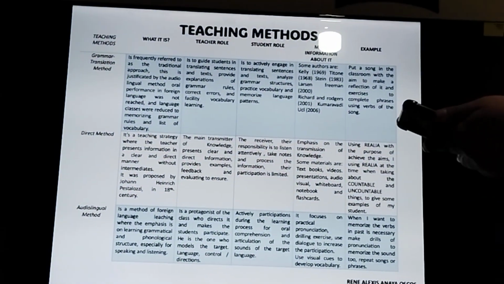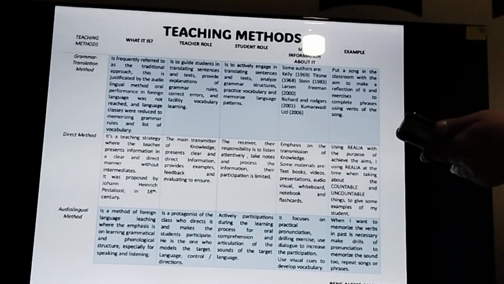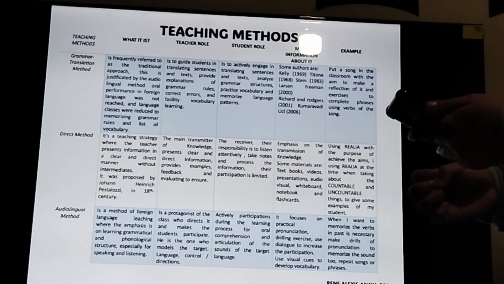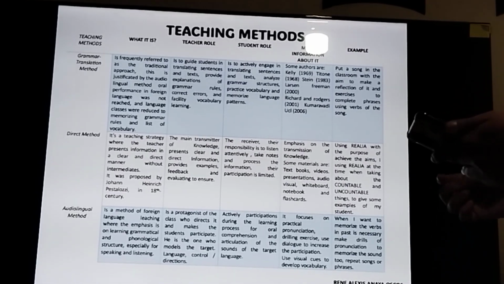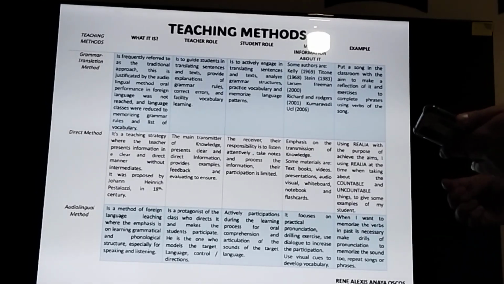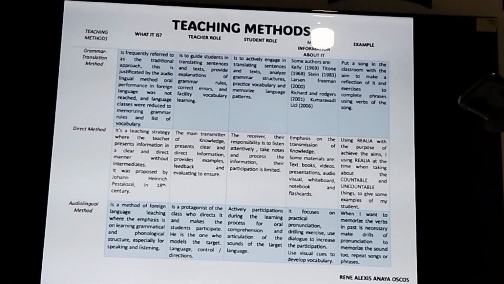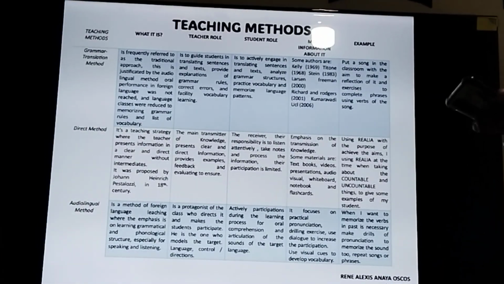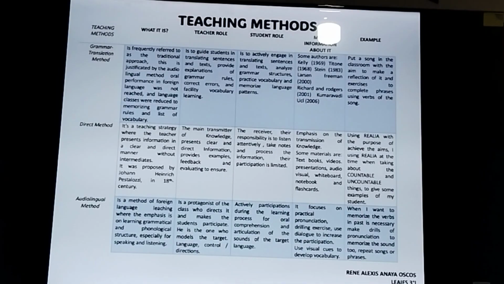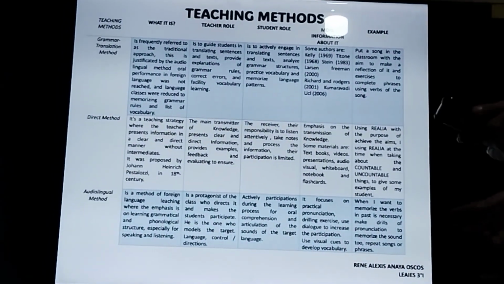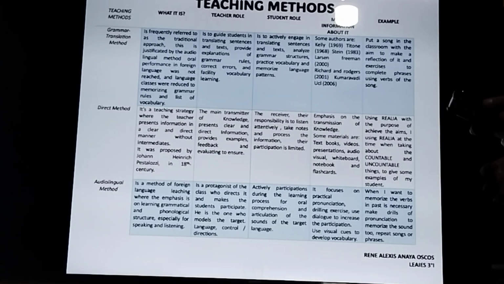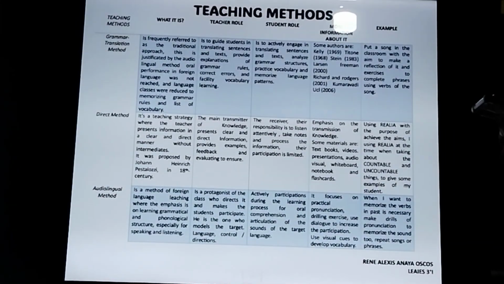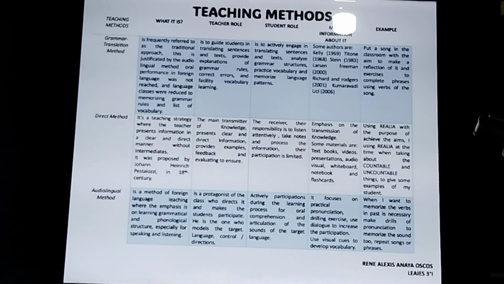The audiolingual method is when you emphasize learning grammatical and phonological structure. This method could be used when I want to memorize verbs in the past, and it's necessary to do pronunciation drills to memorize the sounds, and to repeat songs or phrases.